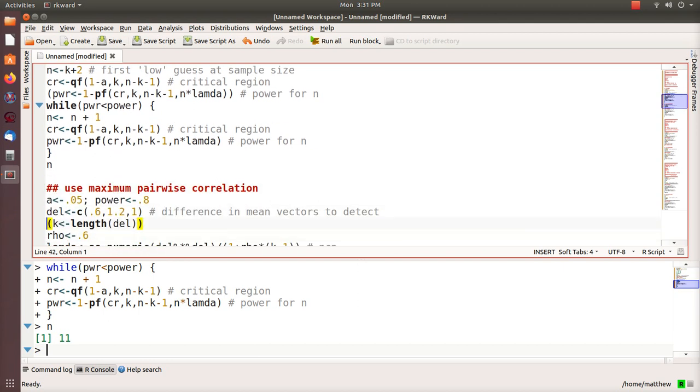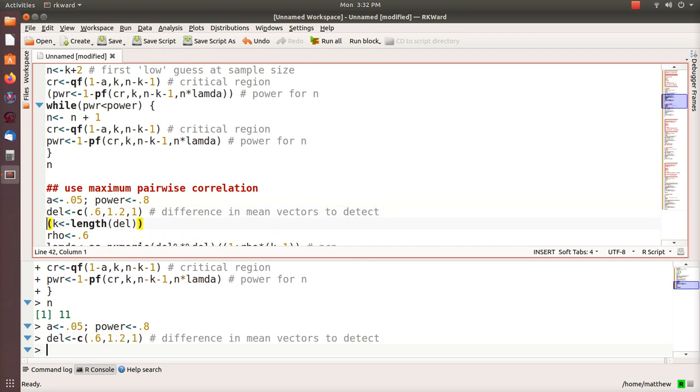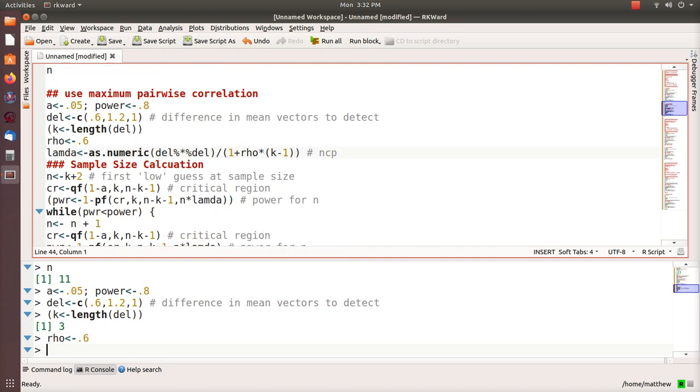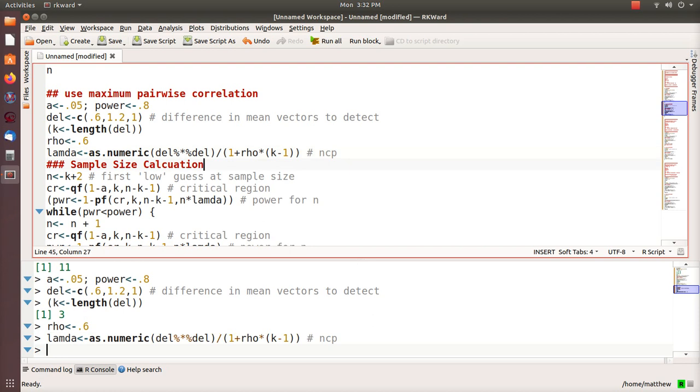Now, if you watched part 1, this is using the full covariance matrix in your calculations. But if you don't know that and you use the maximum pairwise absolute correlation, then this is how you'd calculate it. We're going to use the same alpha and power, the same delta or the shift. K is the dimensions, which is 3, and our maximum pairwise absolute correlation is 0.6. And then the lambda, before we had the inverse of the covariance matrix, but now we're just dividing by this, which makes that non-centrality parameter a little bit smaller, and I'd recommend watching part 1 for more details.